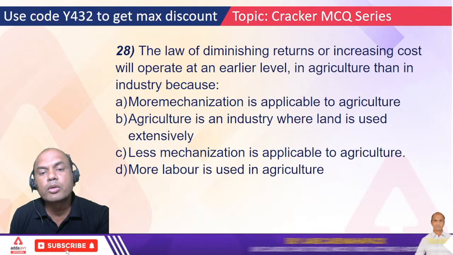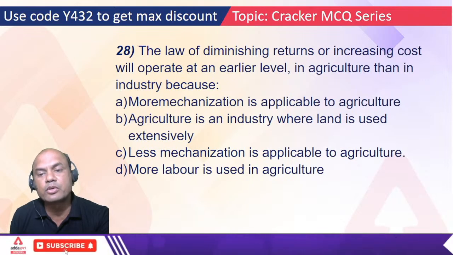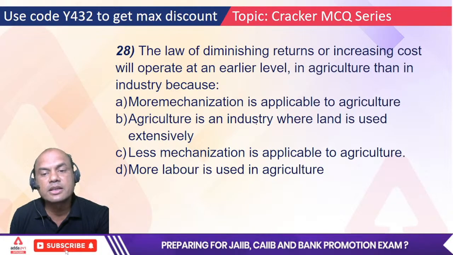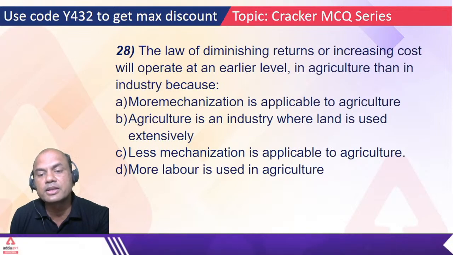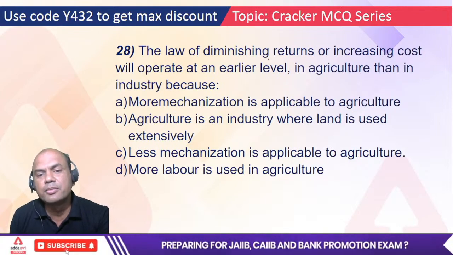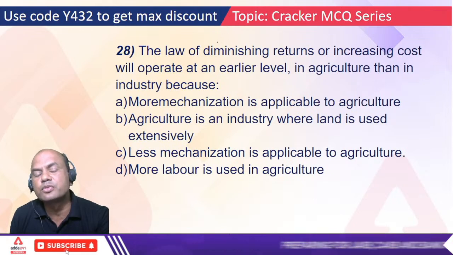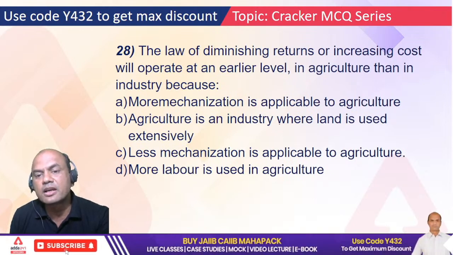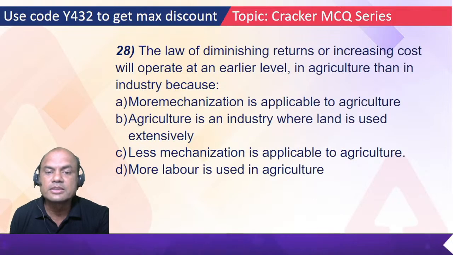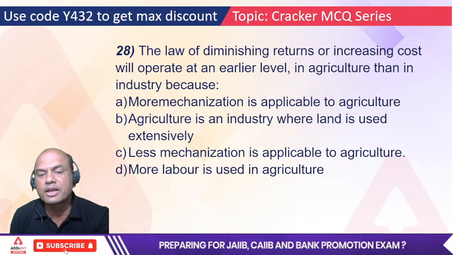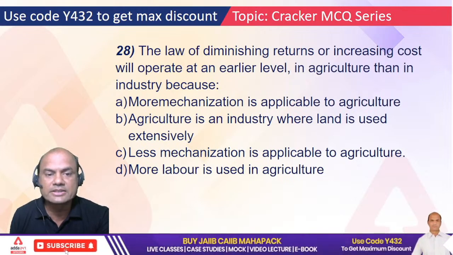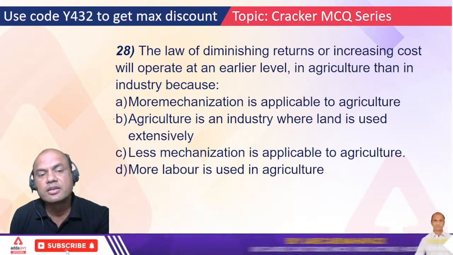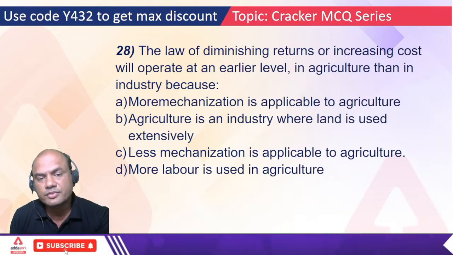So it will be applicable more in agriculture than in industry. Why? Less mechanization is applicable to agriculture, and more labor is used. Agriculture is an industry where land is used extensively. Diminishing return has nothing to do with mechanization, okay? So the correct answer is here, A and C are out. So what is the correct answer? Either B or D, okay?